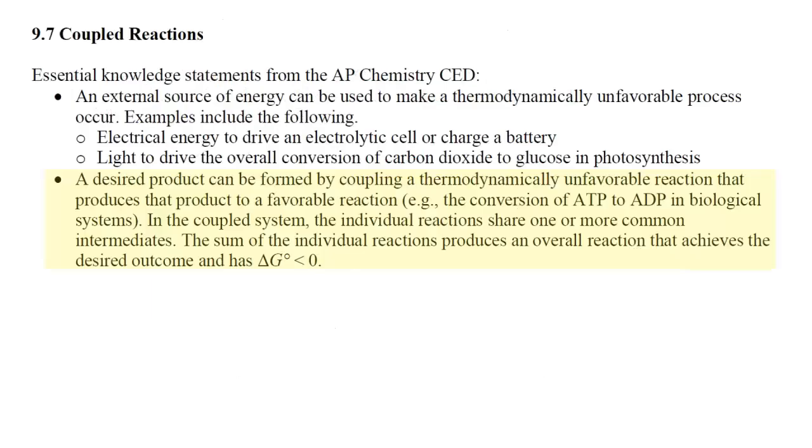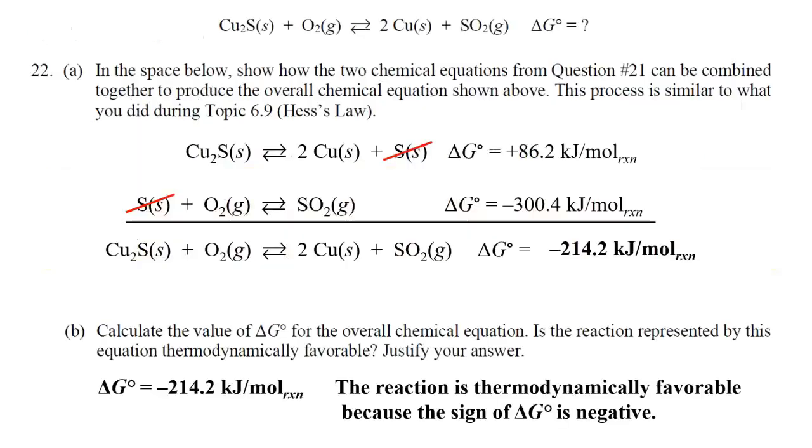So back to that second essential knowledge statement, the sum of the individual reactions produces an overall reaction that achieves the desired outcome and has a delta G that is negative. So just looking at getting the copper sulfide, Cu2S, to produce copper and sulfur, that wasn't favorable. But if we can combine that with another reaction that is favorable, in which sulfur reacts with oxygen to produce sulfur dioxide, then the overall sum of those two reactions coupled together produces a process that is thermodynamically favorable.